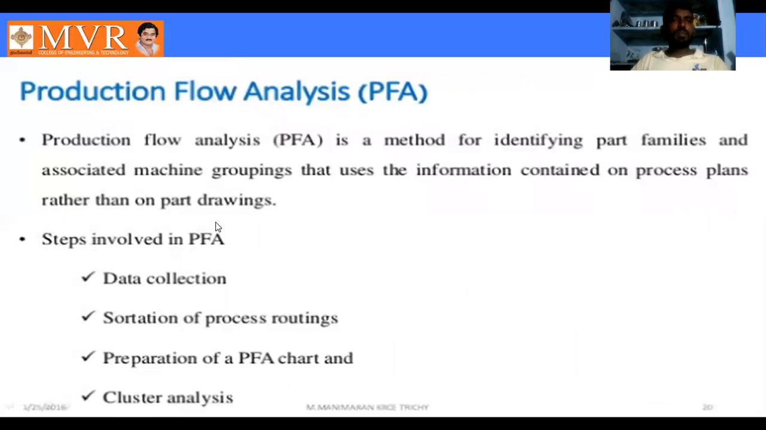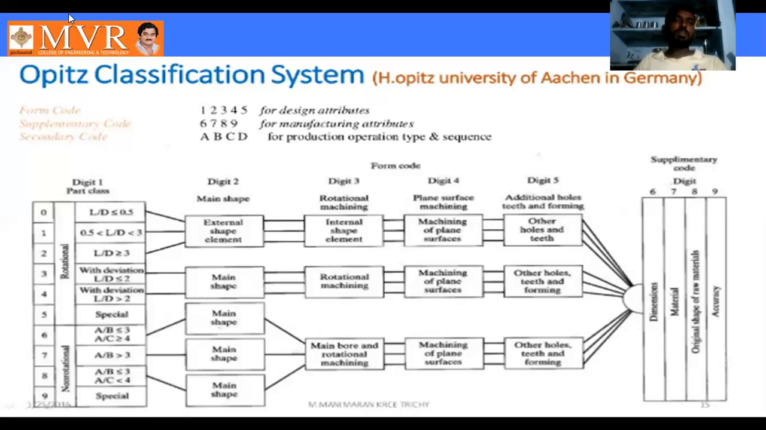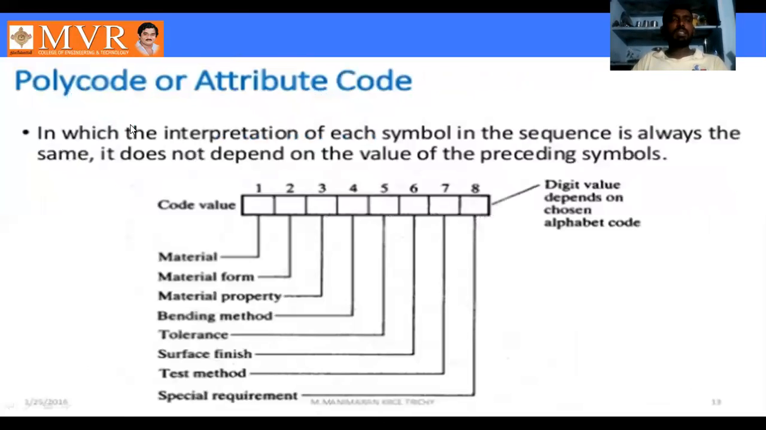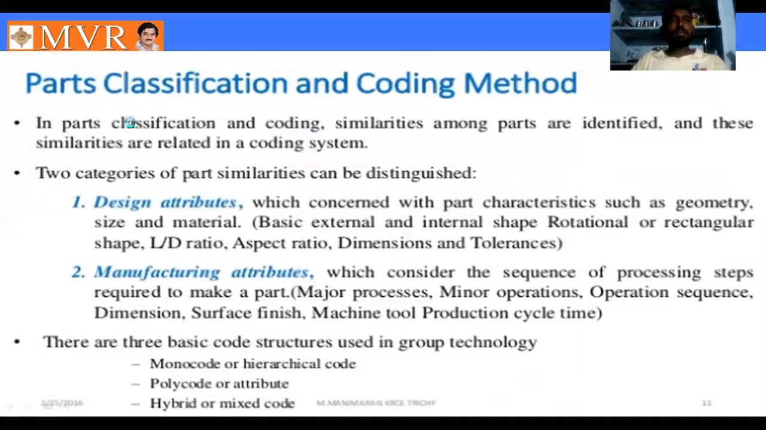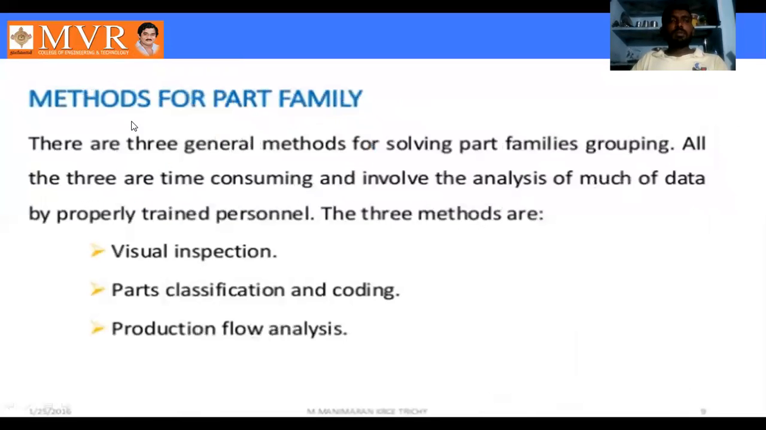So next one we can observe production flow analysis 1. This topic 1. So it is the last topic for the part families. So part families generally it is classified into three types. See here. So part families we are getting the 3-1. The first one is visual inspection is completed, part classifications and coding system. The second one, third one is production flow analysis 1. In part classifications and coding system, we have the 3-1.